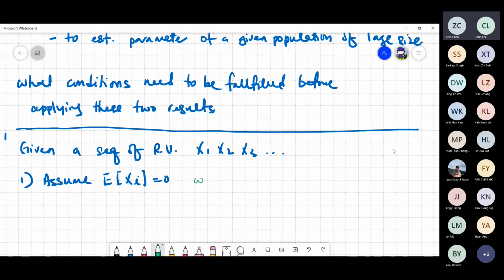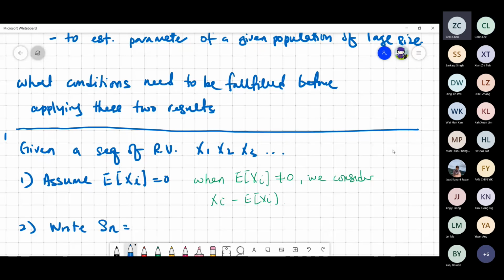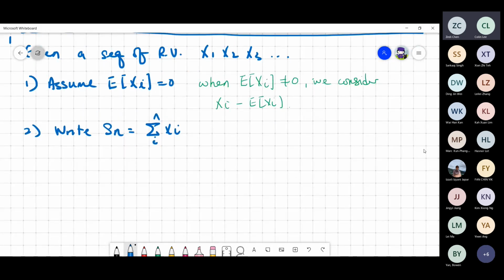So when the mean is not zero, when the mean for xi is not zero, we can consider xi minus the mean of it. If we consider this, then this new random variable will have zero mean. So it doesn't really matter whether we put it or not. We make this just to simplify the formula. Next, we're going to use this standard notation. We simply write Sn to be the sum of xi, i running from 1 to n. These are the symbols that we're going to use throughout the sections here.